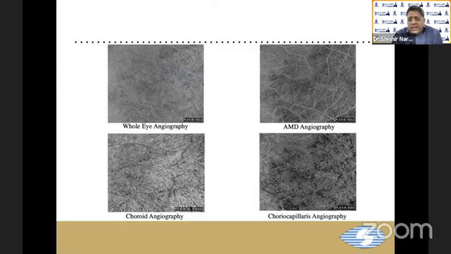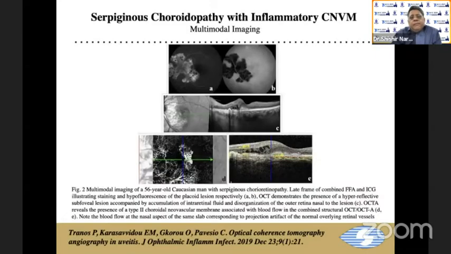So in serpiginous-like choroiditis, one very important thing is that you can monitor the response to treatment by looking at the capillary voids. Probably it is not as helpful in diagnosis as it is in the management of these cases. And here is a case where there is a large serpiginous patch over here, and there is a CNVM that has developed at the edge.